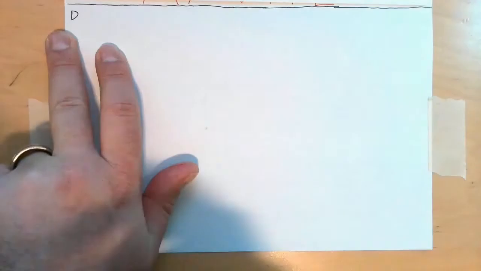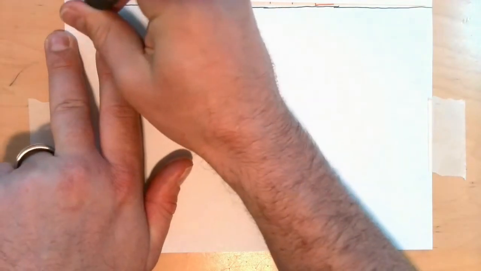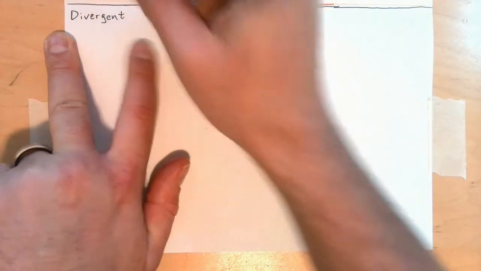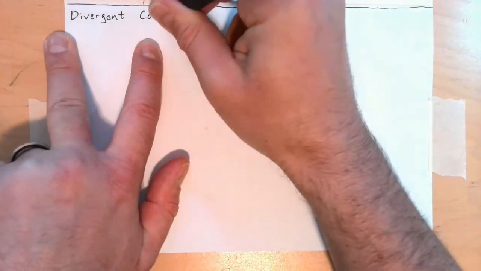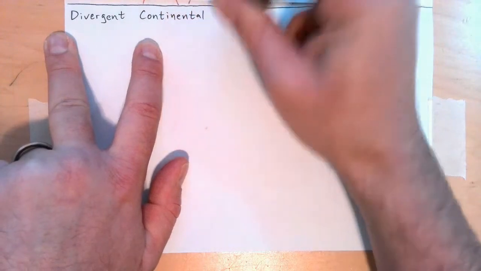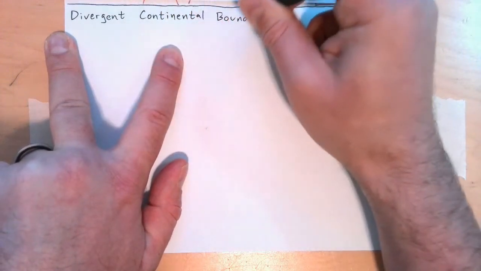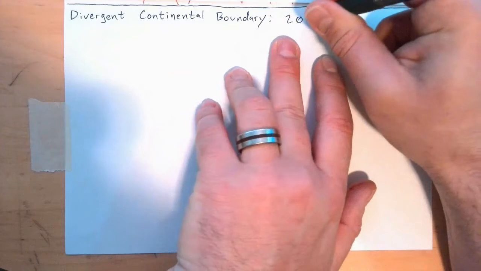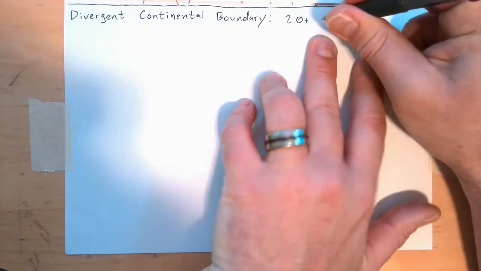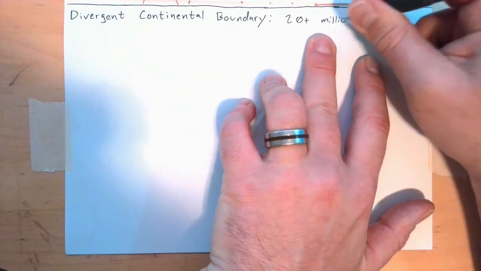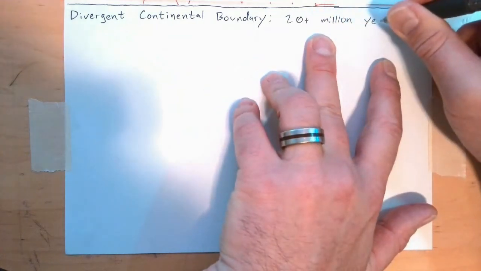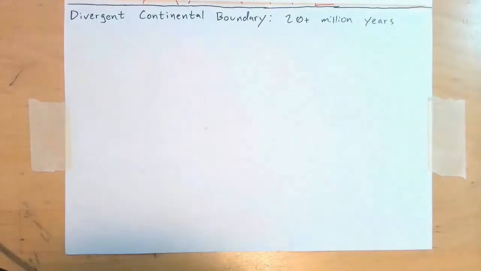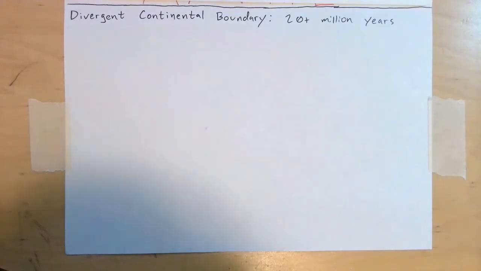So with my black, I'm going to label that I'm drawing a divergent continental boundary past 20 million years. Divergent continental boundary. So this is what happens roughly 20 million years on. This is a pretty rough estimate, but it does the job. So divergent continental boundary, 20 plus million years going on.